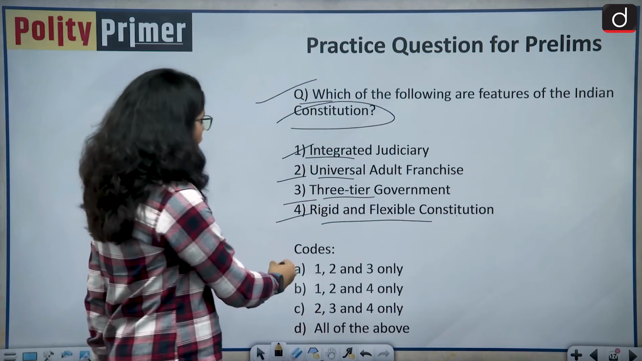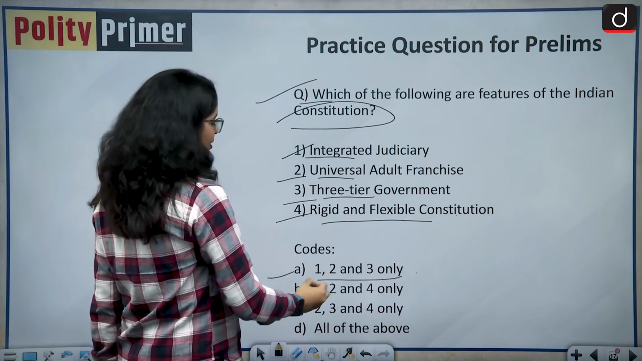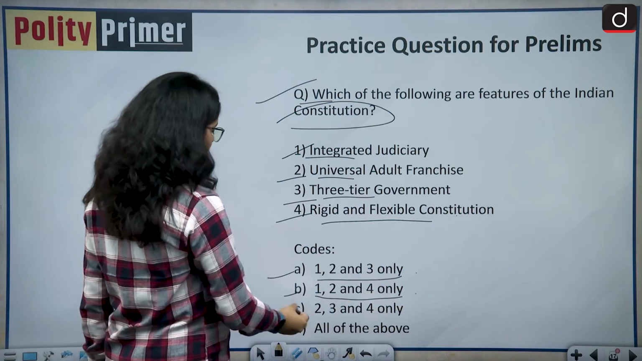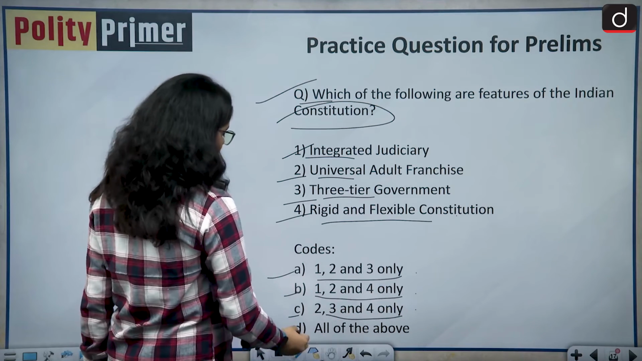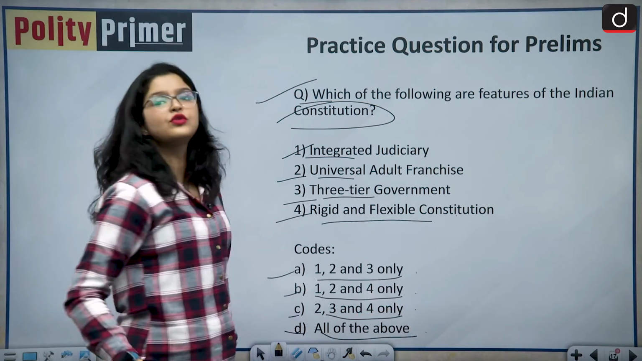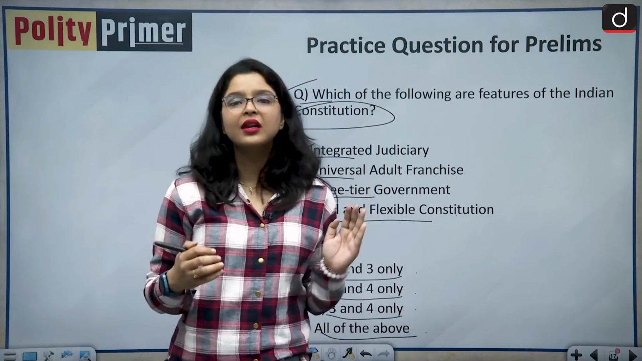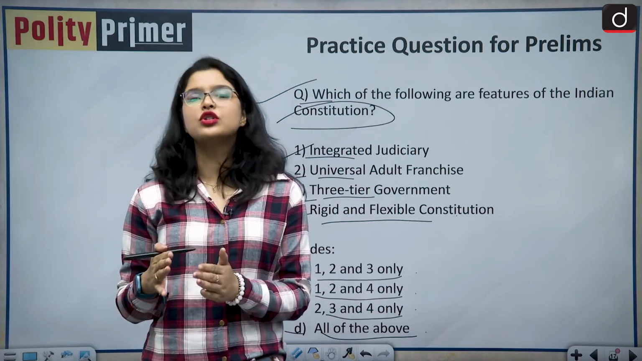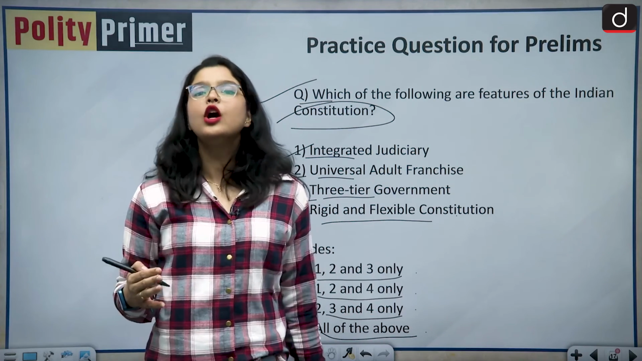Your codes are: option A is 1, 2 and 3 only. Option B is 1, 2 and 4 only. Option C is 2, 3 and 4 only. And option D, all of the above. So you have to state which of these features are the salient features of our Indian Constitution, and kindly drop your answers in the comment box below.